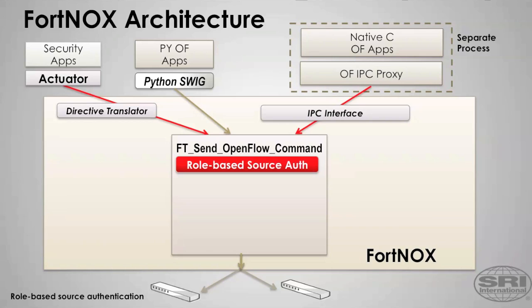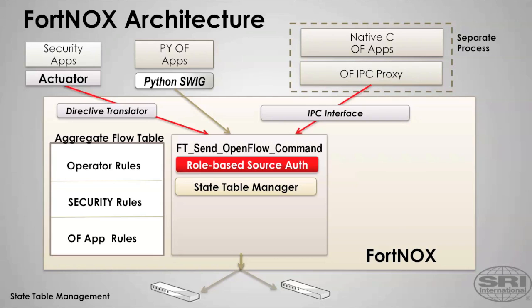In demos 2 and 3, we present 2 example security applications that use FortNox security directives to combat live malware attacks. The red lines here indicate that the messages exchanged can be digitally signed with the private key of the application that produced the OpenFlow command or security directive. We've added a role-based source authentication module that validates the digital signature attached to the message and assigns the message with the priority that is appropriate for the authorization role for that digital signature.